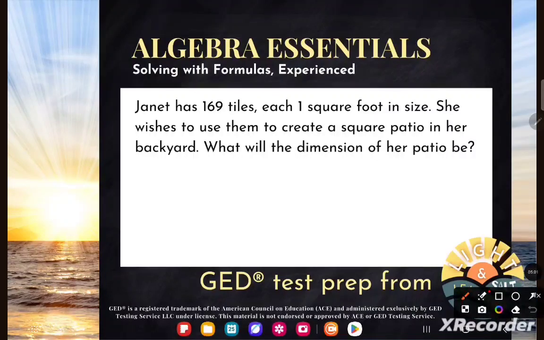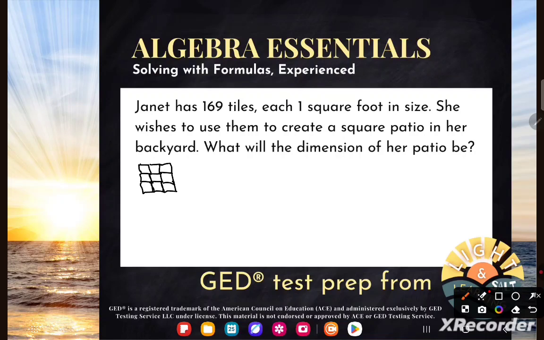Okay, so Janet has 169 tiles, each 1 square foot in size. We're going to create a square patio. Could you just start putting tiles together? Sure could. Here's the smallest square patio. Well, I suppose the smallest square patio would be to just do 1 tile. That would be very tiny. But after that, we could do a 2 by 2 square patio, but that would only use up 4 of our squares. We could do a 3 by 3.